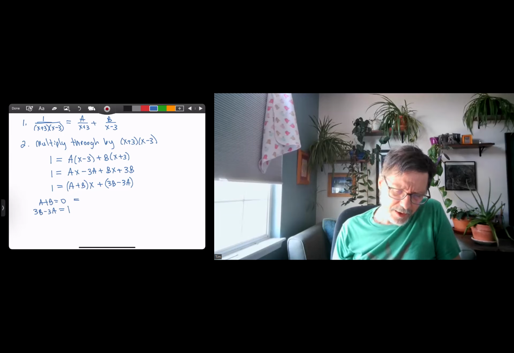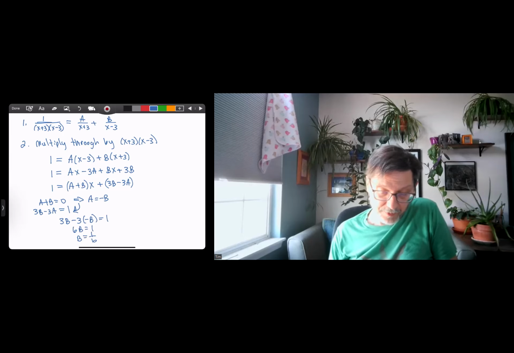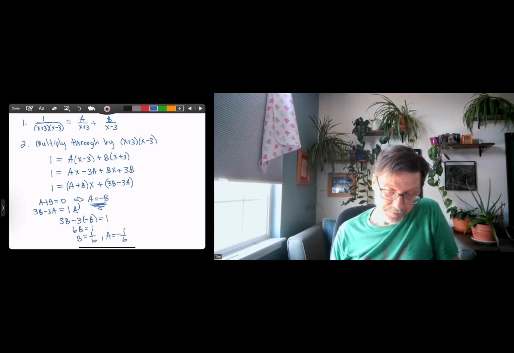You could take this first one, which says that a is equal to negative b, and then plug that into this equation. In other words, replace a with negative b. And what you'd get is, so I'm replacing a with negative b there, equals 1. And so check it out. Now I've got 6b equals 1, b equals 1/6. And since a is the opposite of b, I've got a must equal negative 1/6.